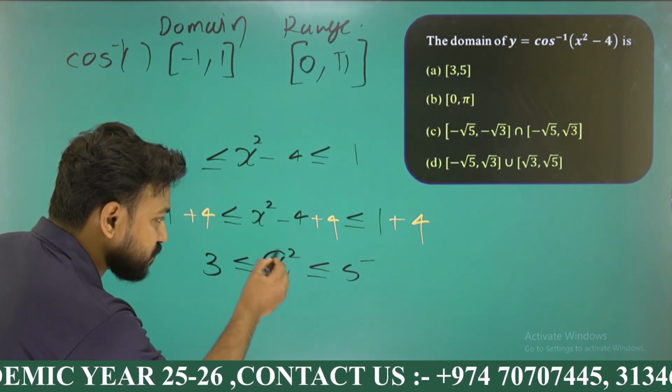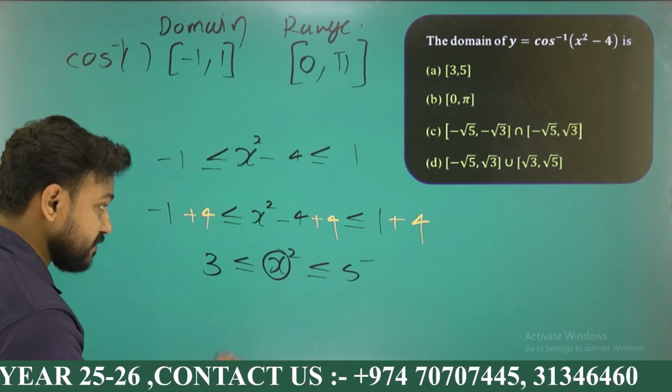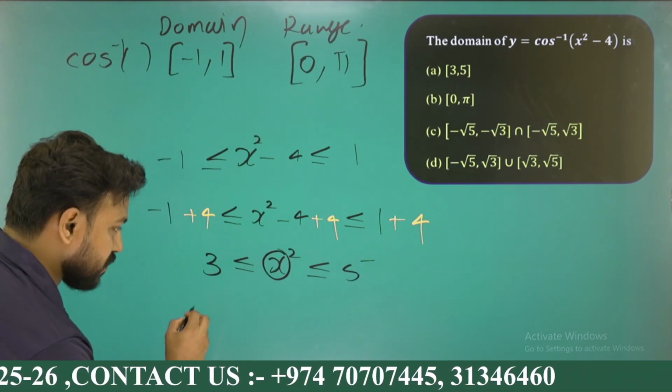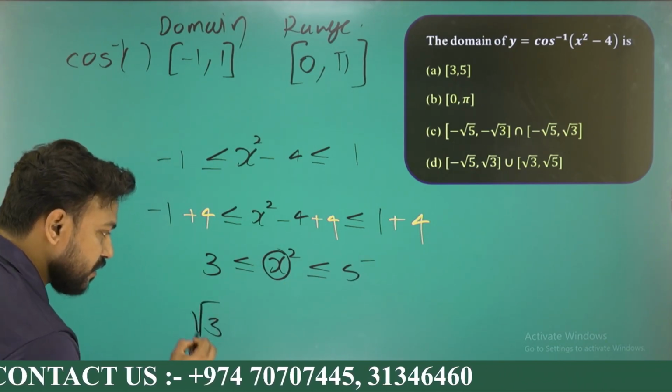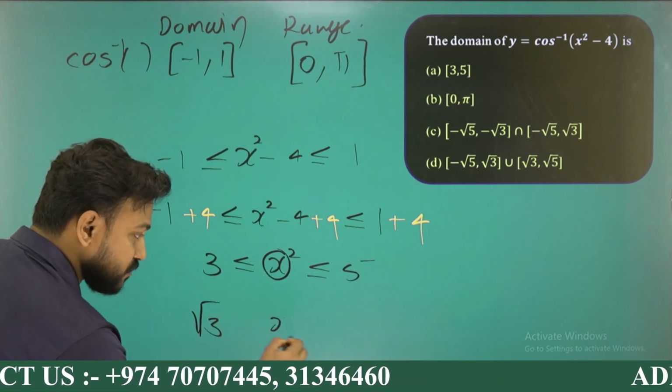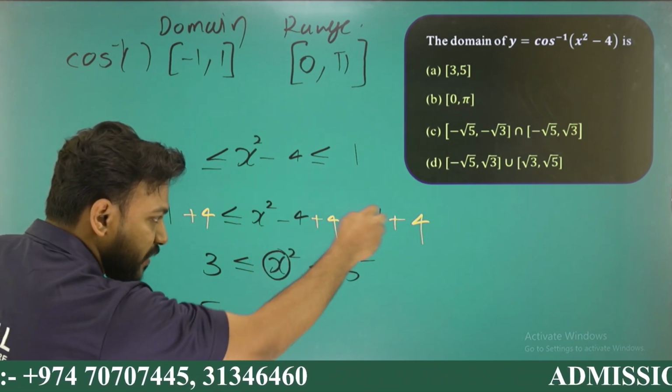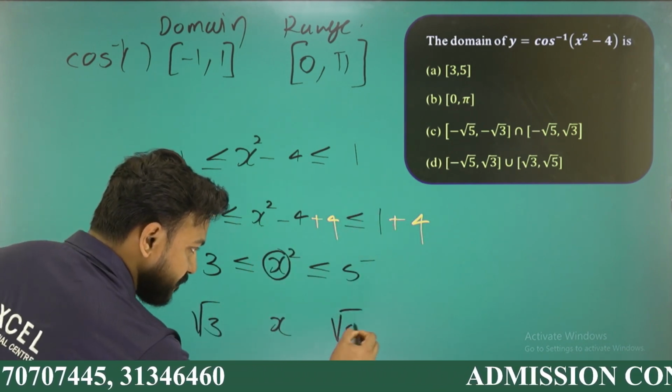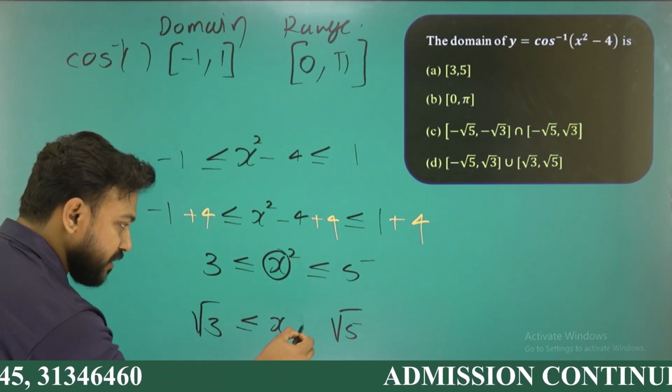This x can be plus value or minus value. So listen, while we are taking square root, entire square root, this 3 becomes what? Root 3. This x becomes what? X. X square becomes what? X. While we are taking square root, this will become root 5. So we can put it here like this.